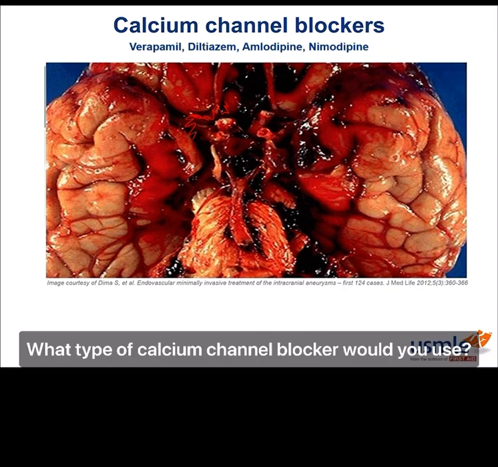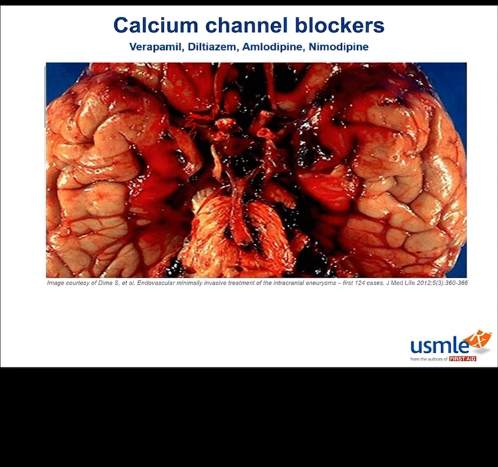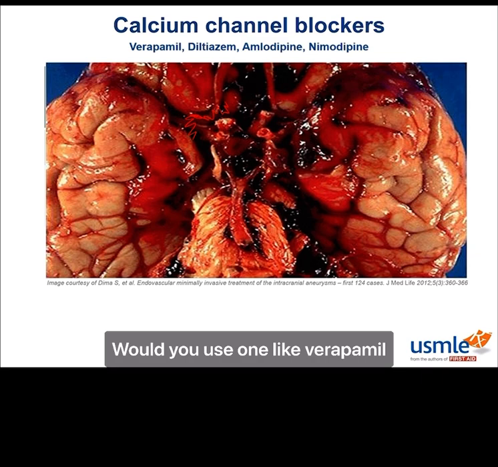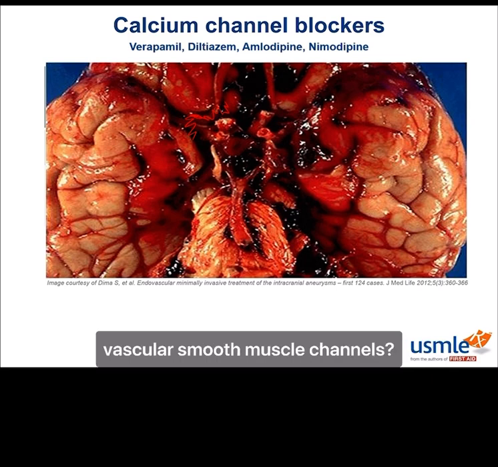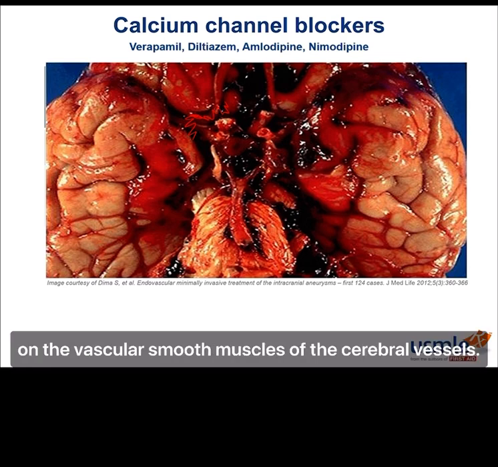What type of calcium channel blocker would you use? Would you use one like verapamil that has a high cardioselectivity? Or one like nimodipine that mainly antagonizes vascular smooth muscle channels? Nimodipine is the way to go because we need a dihydropyridine that will inhibit the calcium channels on the vascular smooth muscles of the cerebral vessels.